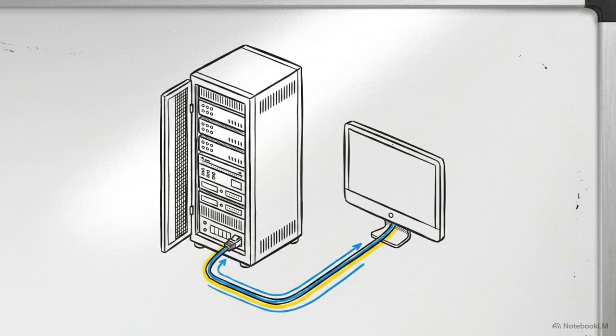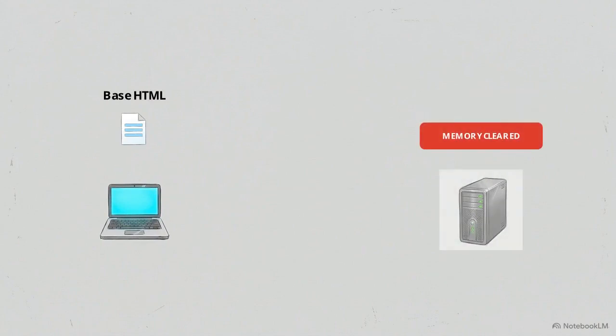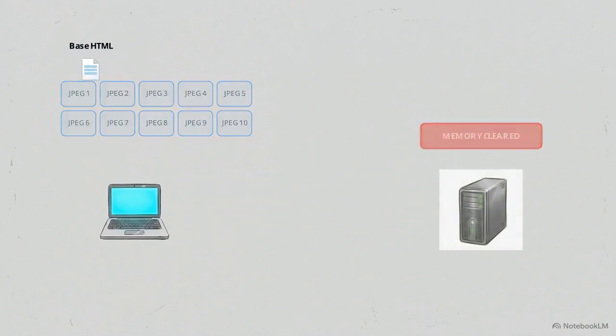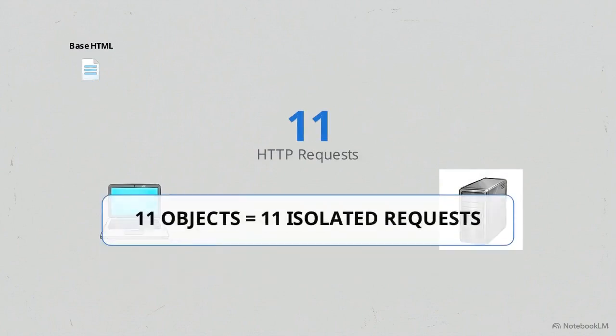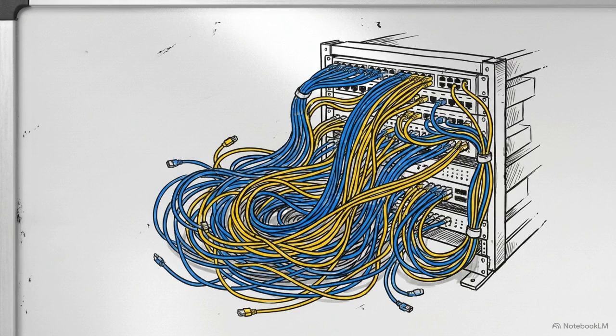To see how this breaks down under modern loads, consider a standard network stress test. A client requests a single base HTML file that references exactly 10 distinct JPEG images. Because the server forgets the client the moment that first HTML file is delivered, the browser must initiate 10 new, distinct requests for those remaining images. 11 objects total means 11 isolated HTTP requests. This mechanical rigidity places massive stress on the underlying network.